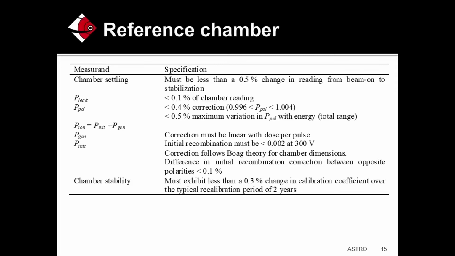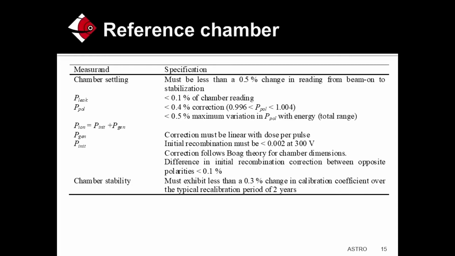Now, back to the addendum. A reference chamber is defined by these things. The chamber would settle in and have less than a 0.5% change in reading from the beam on to stabilization. In other words, you turn it on and take a couple of readings. If the readings don't stay within 0.5%, keep taking readings is what it amounts to. And obviously the reading should turn around. The P leakage should be less than 0.1% of the chamber reading. Generally, you can measure the leakage, but it doesn't affect your reading because it's so minor in comparison.